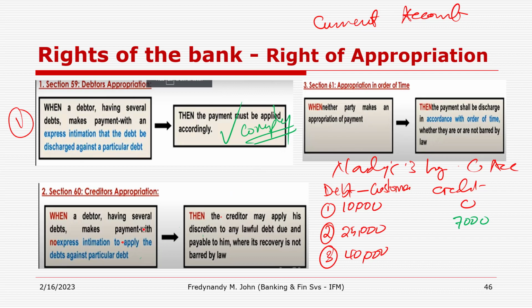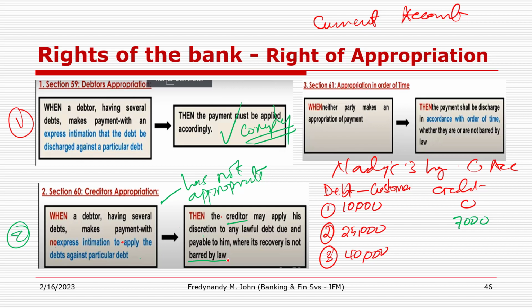Number 2, when a debtor having several debts makes payment with no express intimation. When you say no express intimation, it means the customer has not appropriated. Now, if the customer has not appropriated, what will happen? The creditor, this is the banker now, the banker may apply his discretion to any lawful debt due and payable to him, where its recovery is not barred by the law.